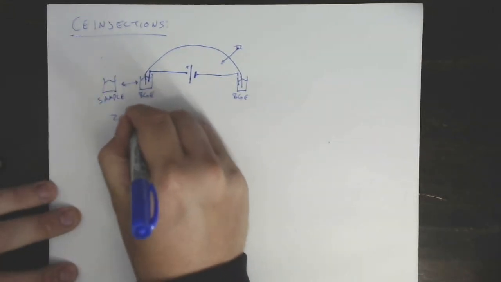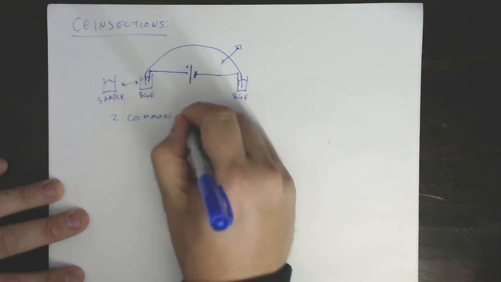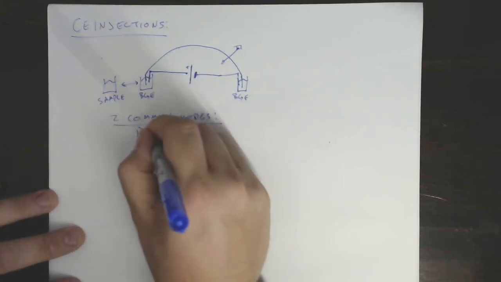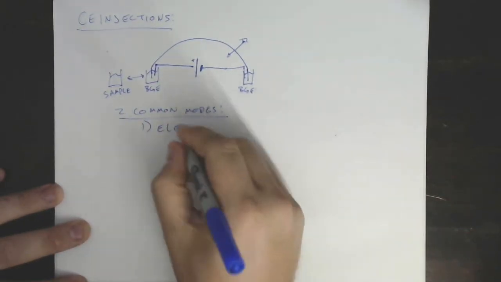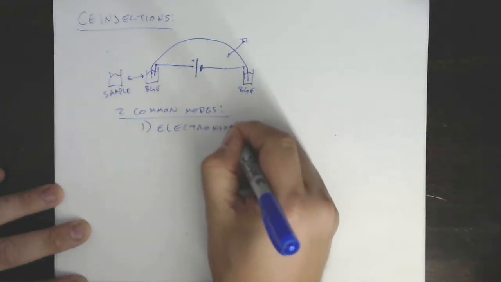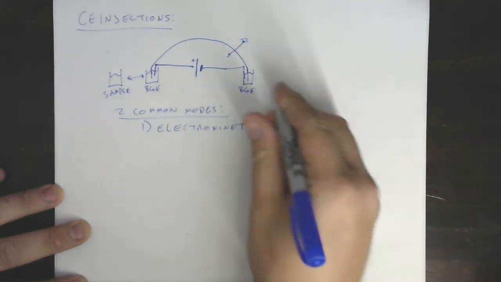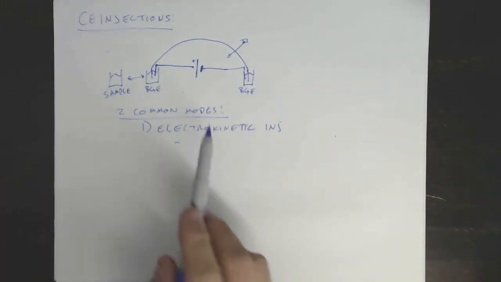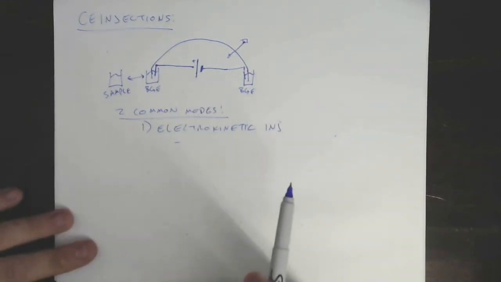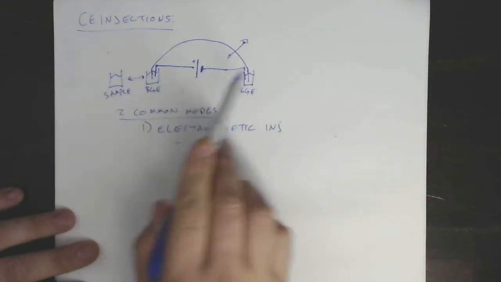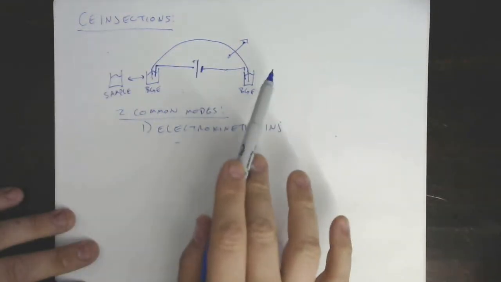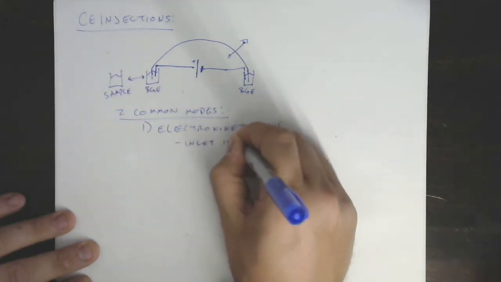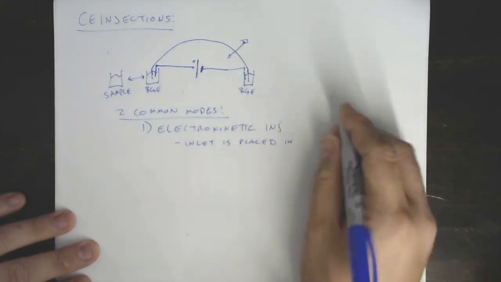So let's look at two common methods, or two common modes of injection in CE. The first one we call electrokinetic injections. So in electrokinetic injections, obviously we stop the electric field so that we're not electrocuting ourselves or having poor electric field effects when there's no vial here. We stop the electric field, everything's stagnant, and the inlet is placed in the sample.